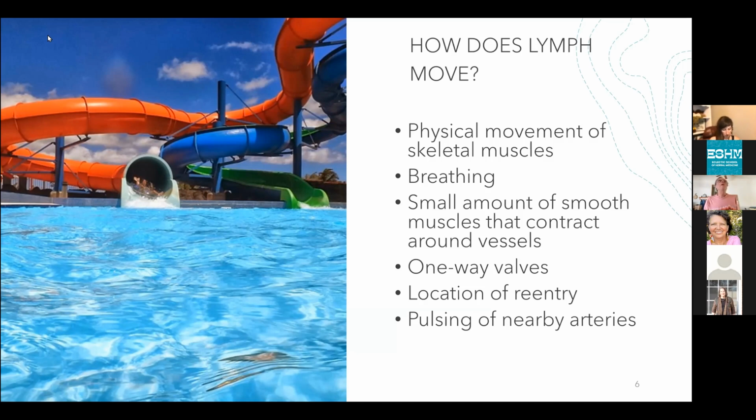There are one-way valves throughout lymph vessels to encourage forward movement. So when lymph vessels are working correctly, fluid can only flow forward. And even the pulsing of larger arteries near lymphatic vessels will help a little bit with moving fluid. But the main way that we can affect our lymphatic system, I was teaching about the nervous system earlier today, is through the physical movement of our bodies. So stretching, moving, walking, and breathing.